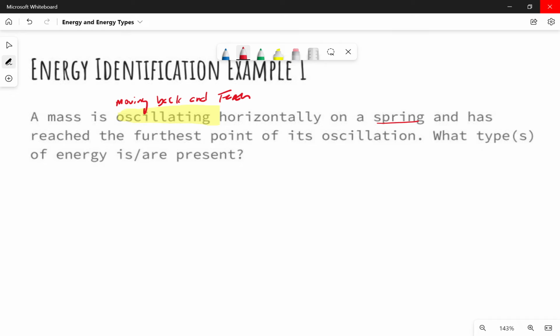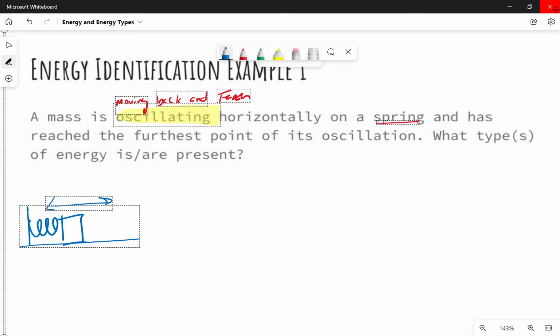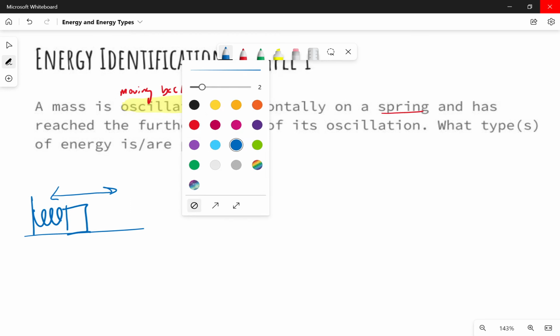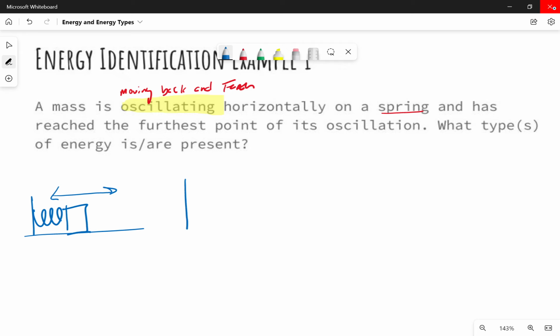So before we start unpacking this too much, little doodle. So this is like a surface. I've got a spring, and I've got a mass. And the mass is doing this. It's going back and forth like this, right? And we're specifically trying to look at the point where it's at its furthest point. So that means that what I'm really looking at here, hold on, computer's being weird. What I'm really looking at here is when it's fully stretched out all the way over there.